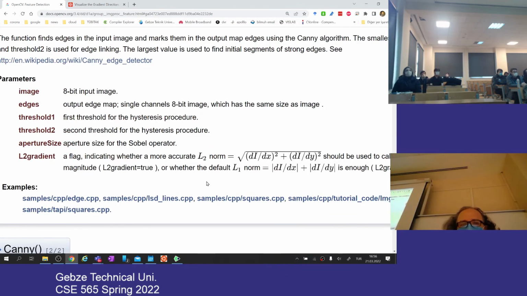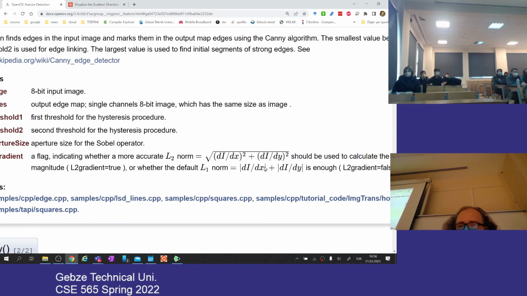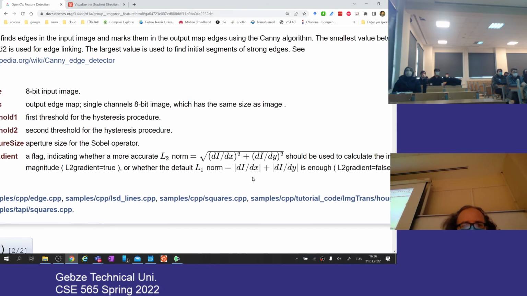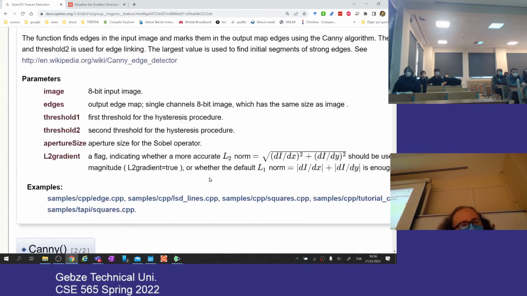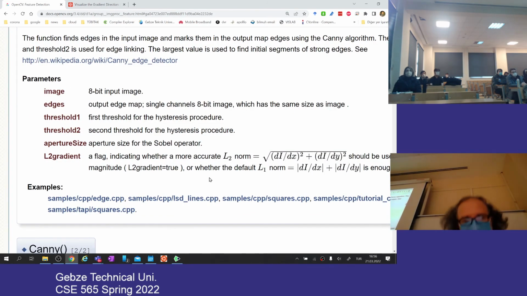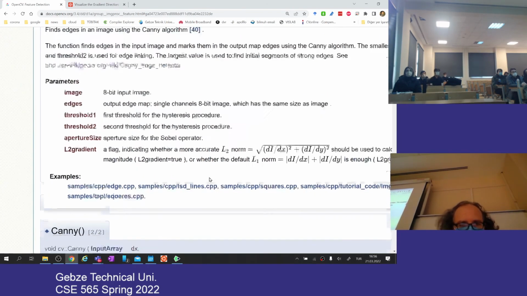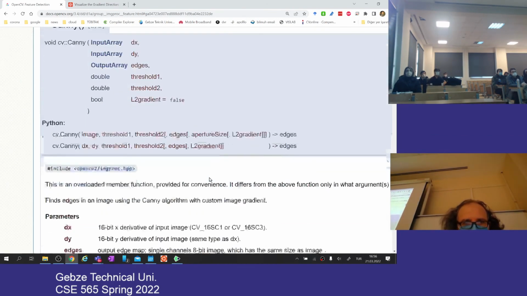This is the default one. This is the one that I showed you, L2 norm. If you would like to calculate your gradient using the other one, then you are going to make this flag false. Okay, this is L1 norm. Sometimes it is useful. So this is how the Canny edge detector works.